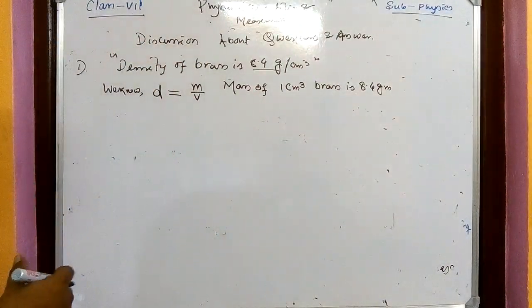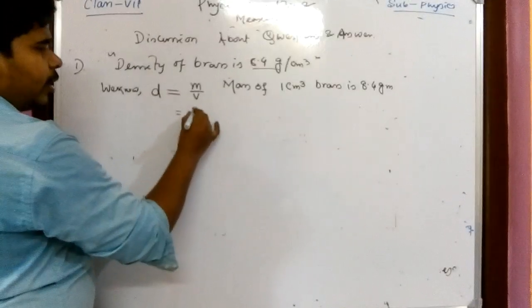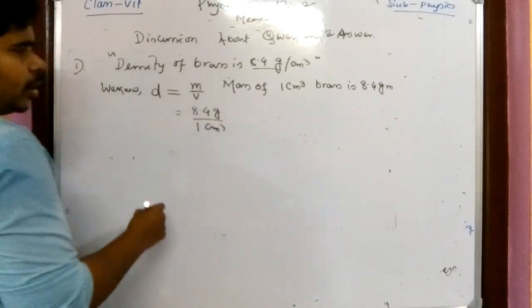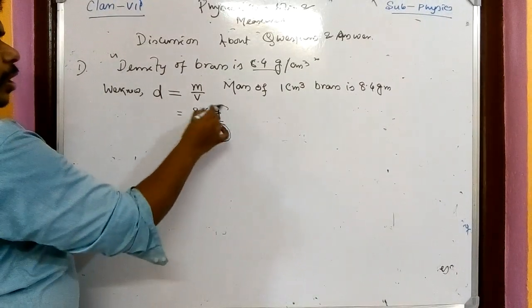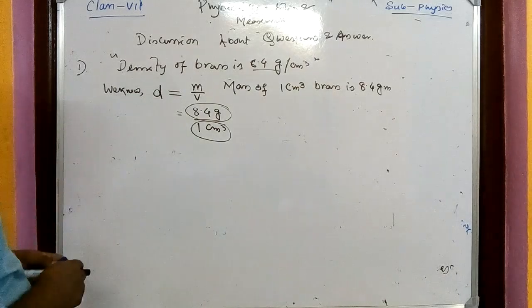Why have I written this statement? Because you see density equals mass by volume. So as per here it is 8.4 gram by 1 centimeter cube. That means volume is 1 centimeter cube and its mass is 8.4 gram. So by that statement we can understand that the density of the body is 8.4 gram per centimeter cube, means the mass of 1 centimeter cube brass is 8.4 gram. This is the answer.